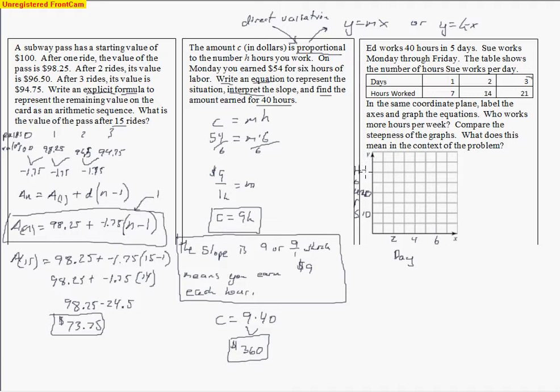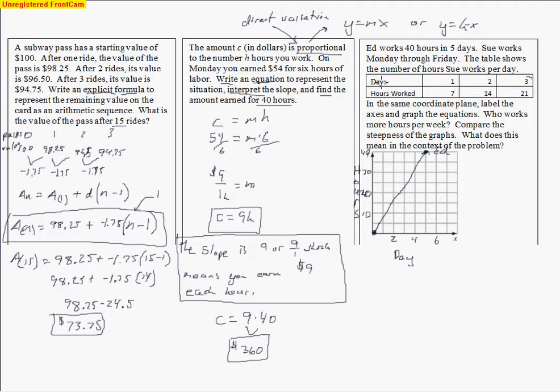25, 30, and so on. This will be 40 here. So now I'll go ahead and plot some points. For Ed, he works 40 hours in 5 days. So 5 days, 40 hours, that would put him right up there. At 0 days, he works 0 hours, and that would make sense. So this is his line. And let's write down Ed alongside this line so we know that's Ed's line.